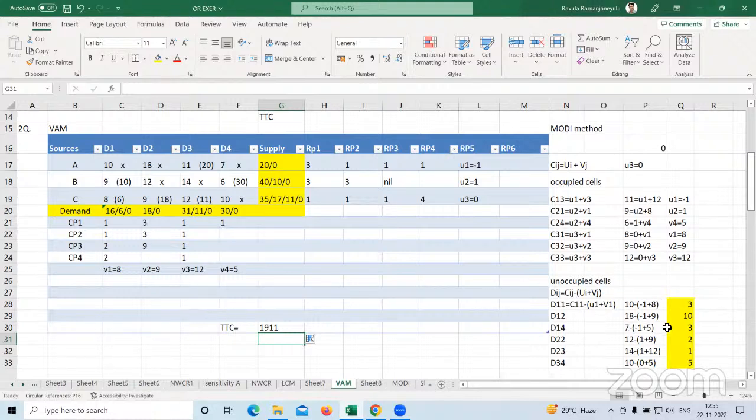So the optimal solution can be obtained only with this verification part. Otherwise, what you got is a feasible answer, the initial basic feasible solution, IBFS. We can get it by any of the methods: the VAM method, the least cost method, or the northwest corner.